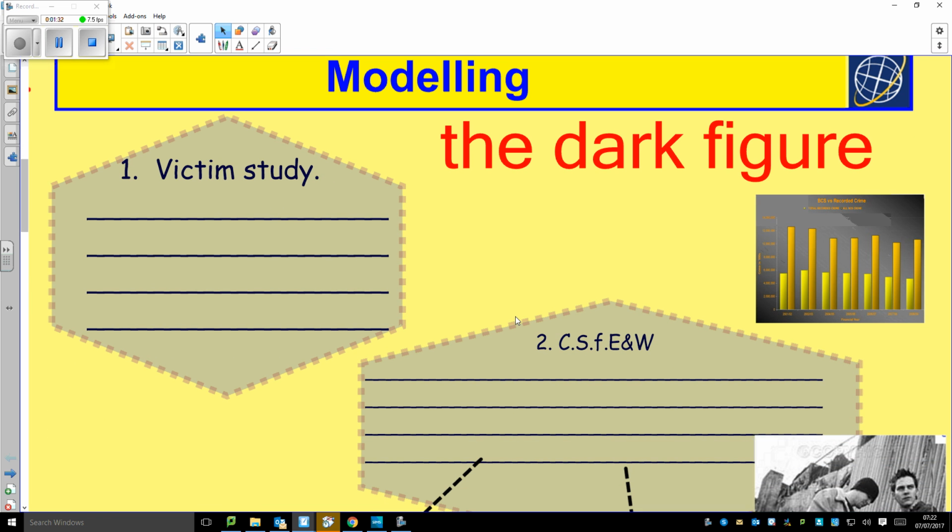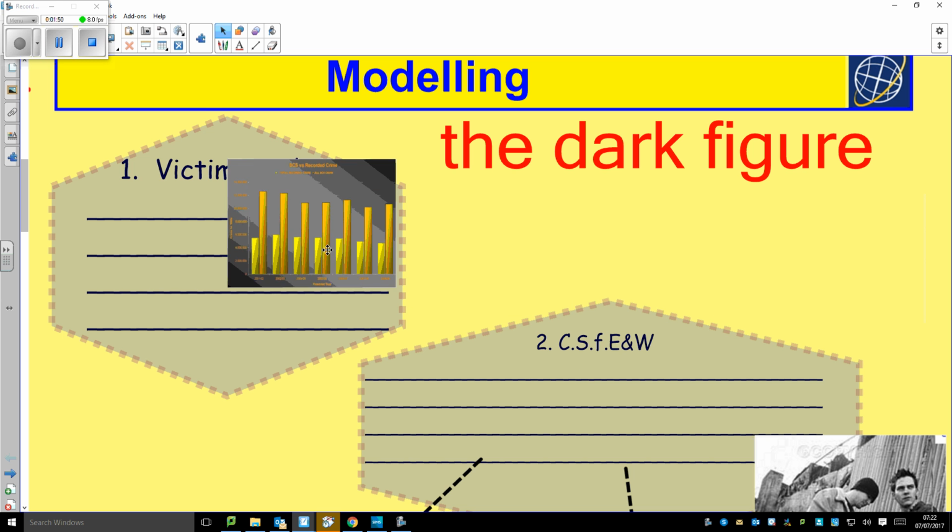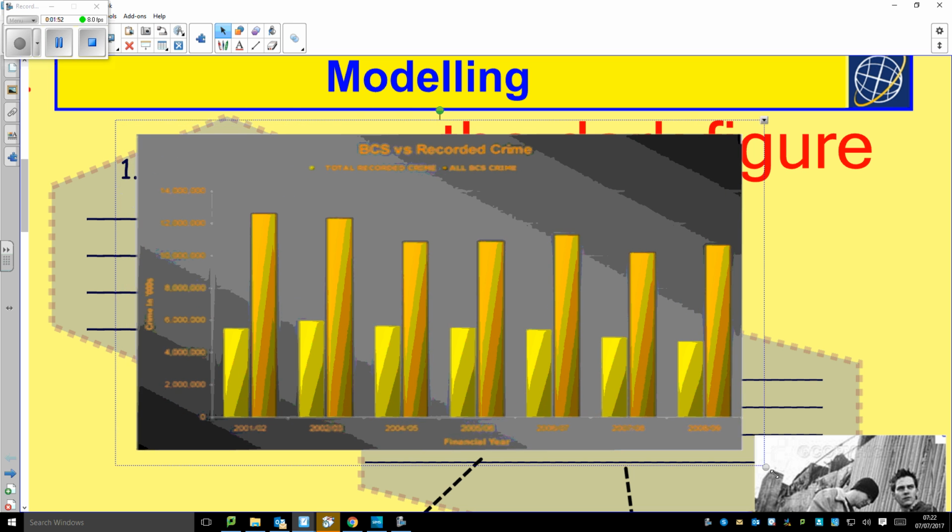It used to be called the British Crime Survey, and it was done every few years. It's been renamed in our country, the Crime Survey for England and Wales. It's now done every year. That tells you something. That tells you this is a much better way to collect stats. The government wants to know this. Here's an example of why.